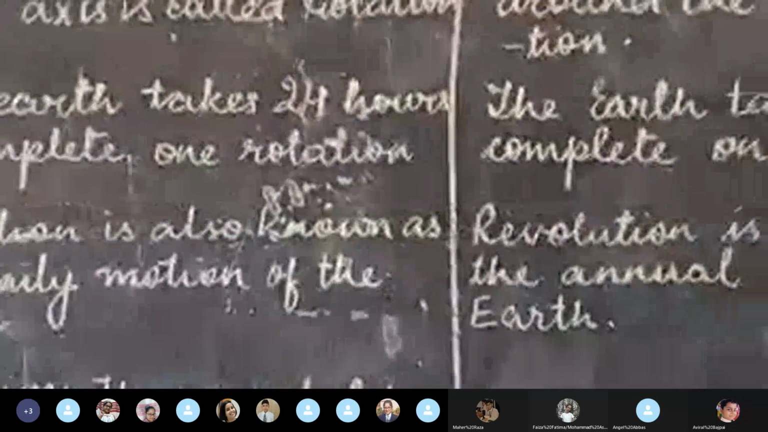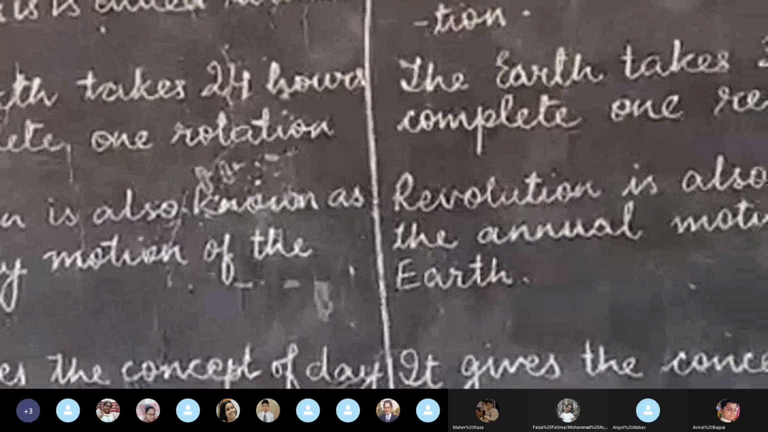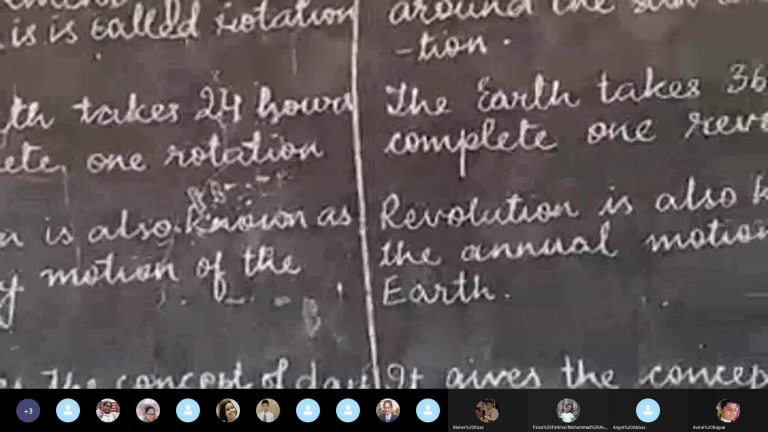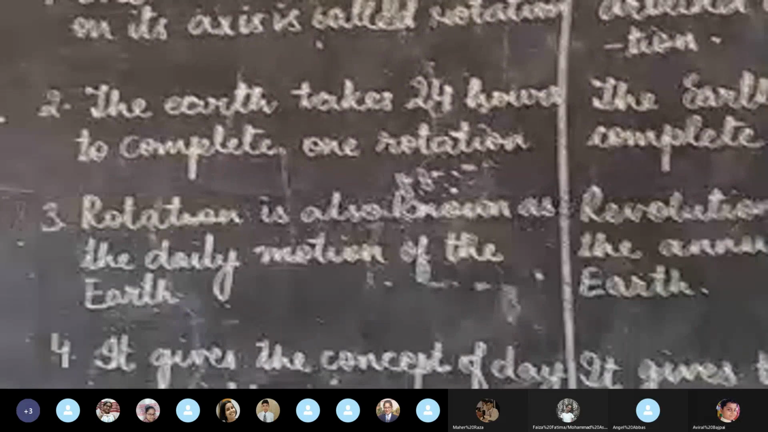For this, you will come onto the screen here. Can you all see the screen? Can you all see the screen? Okay, so what you're supposed to do is rotation and revolution. Read out the first point for rotation.